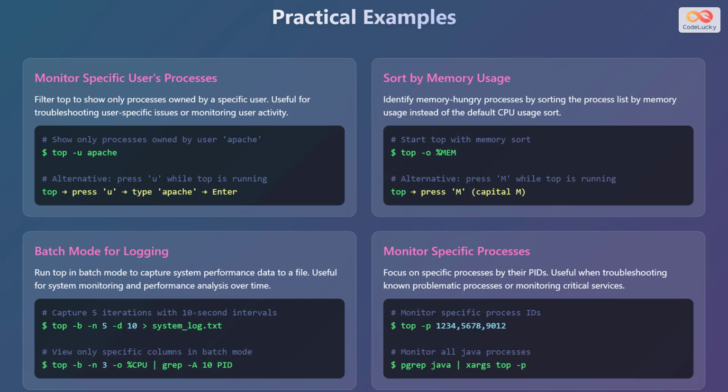To monitor specific processes by their process IDs, use the command top -p followed by a comma-separated list of PIDs. Alternatively, you can use pgrep to find the PIDs of processes matching a certain name and then pass them to top.